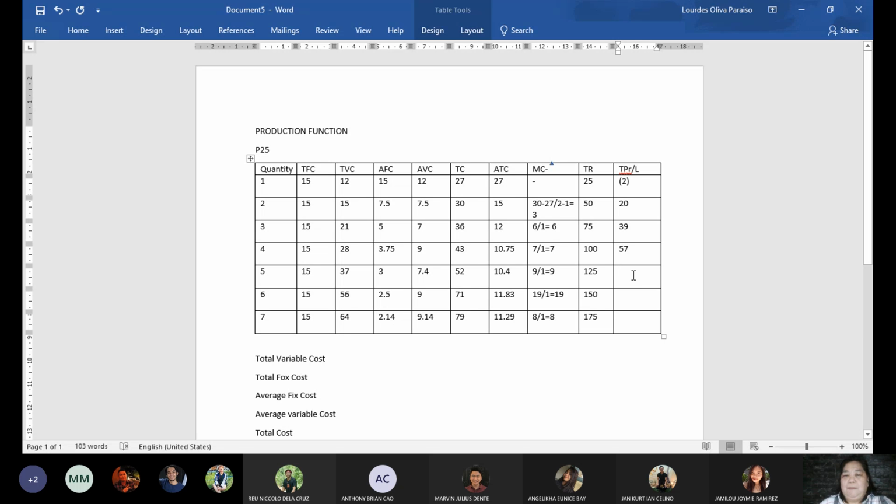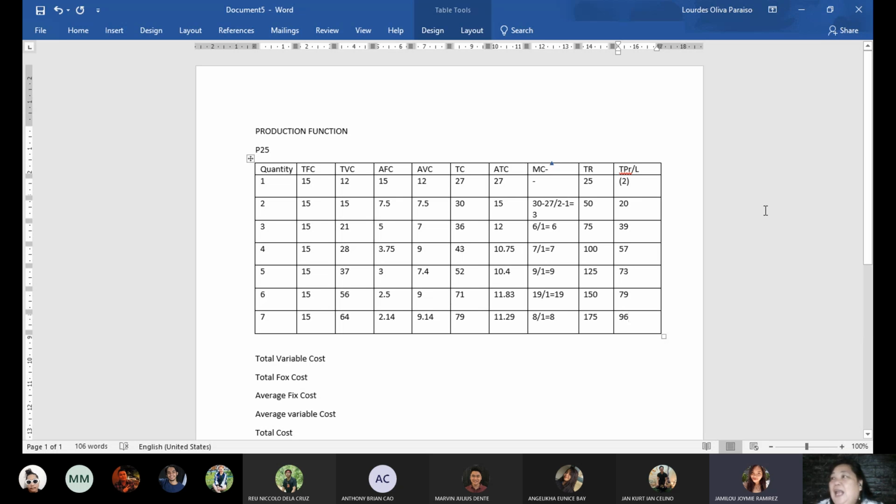And then you have 125 minus 52. Therefore, you have 73. Okay? 73. And then, you have your total revenue of 150 and then you have your 71. So what do you get? 79. Tama ba? O dito, 175 minus 79, what do you get? 96 po. 96. Okay, 96.